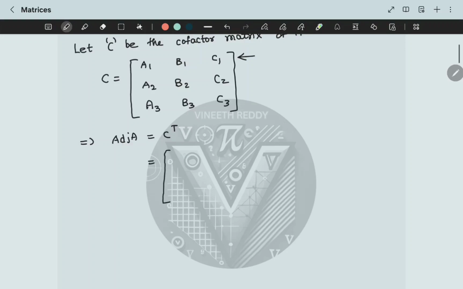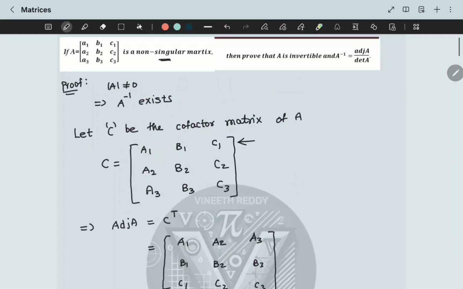That means this is the first row. Now first row becomes the first column. That means something like this. So this is the first column. Next, second row becomes the second column, and third row becomes the third column. Okay, I hope you understood this. Now we will do one thing.